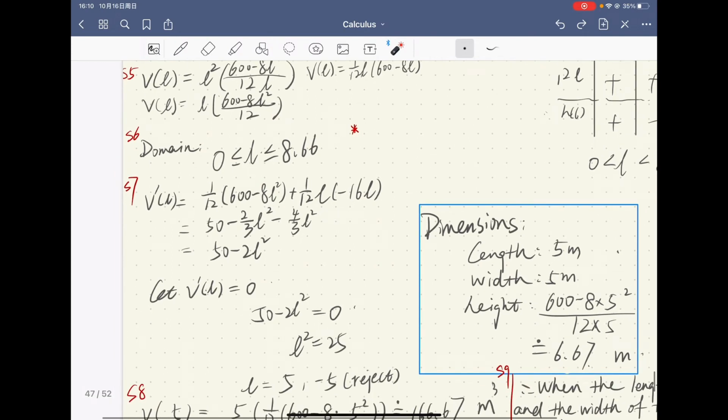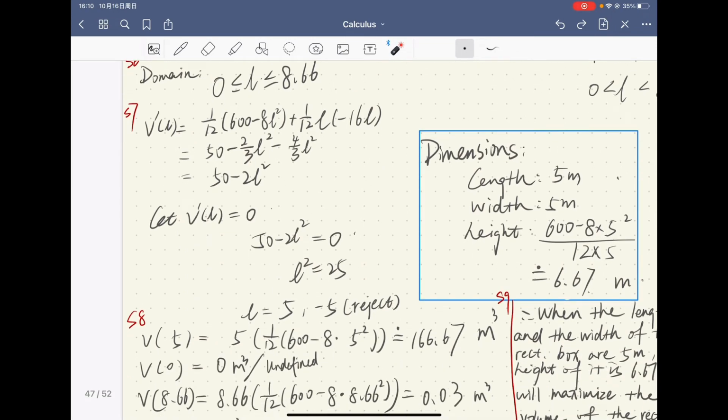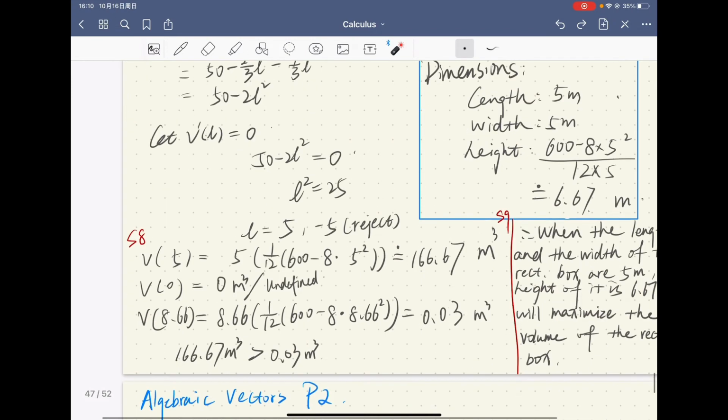For step 7, I'm going to find the derivative of the equation. After simplifying, I find this final equation. I'm going to find the critical number and the local maximum, so I let the slope of the tangent be 0. After I calculate, I find L should be 5 and also negative 5. But negative 5 will be rejected because dimensions cannot be negative.